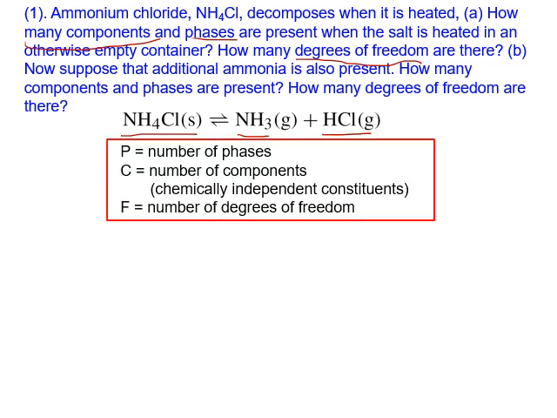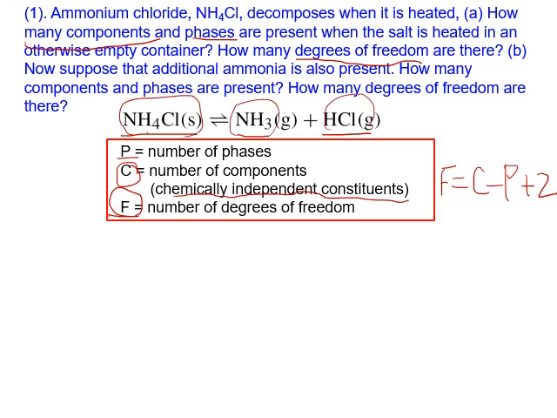The phase rule says that the number of degrees of freedom equals the number of components minus the number of phases plus 2. Note that the number of components is the number of chemically independent constituents. So let's look at the system. You have ammonium chloride, ammonia, and hydrogen chloride. So you have three constituents.